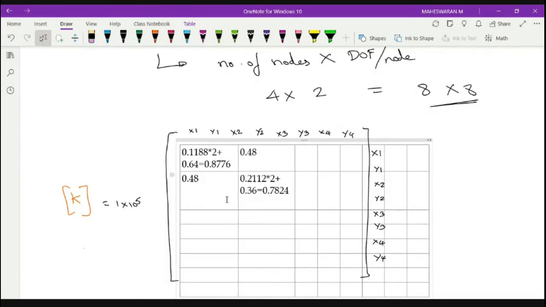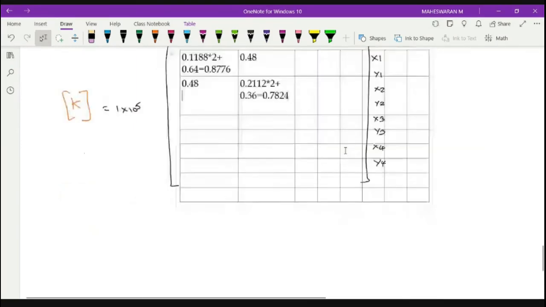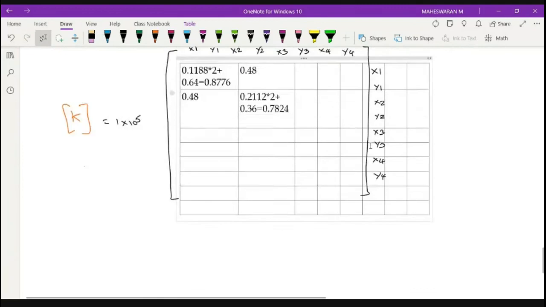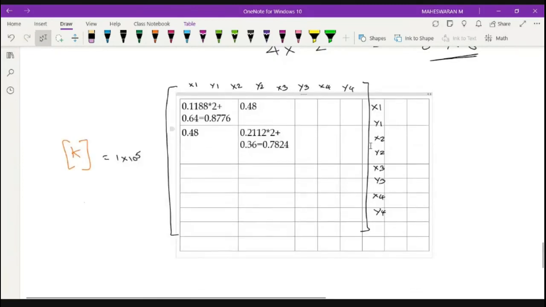So the remaining I can put x. Sorry, I think the table is changed accordingly. It is not fitting properly, right? Whatever I entered, okay, let it be. So the other things are x, which means you are going to cancel those rows and columns. So only this thing is enough. Other things you can leave out. Okay, this is my global stiffness matrix.